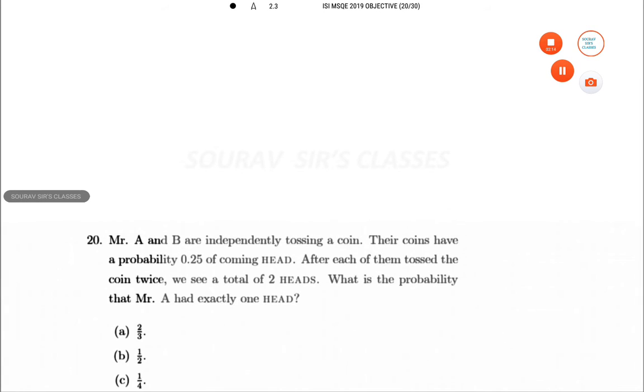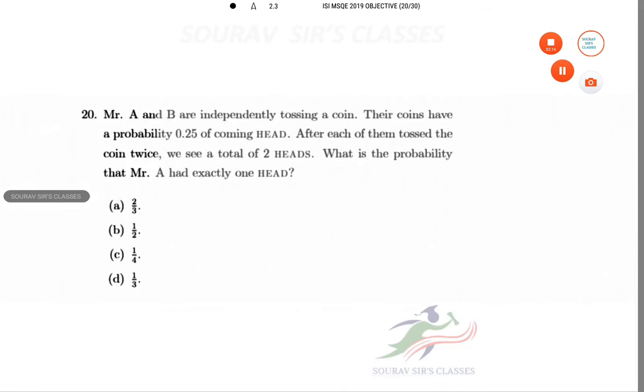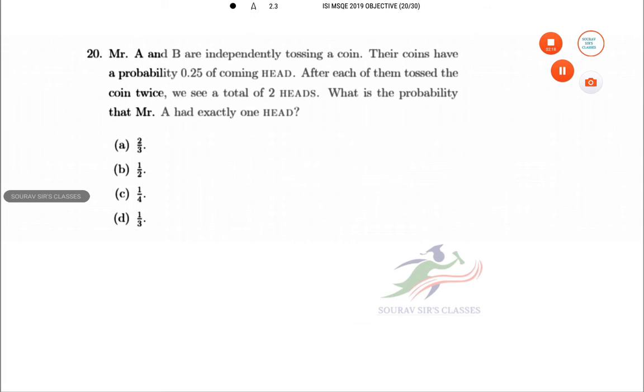So question 20, again a probability based question. A and B are independently tossing a coin. Their coins have a probability of 0.25 of coming up head. After each of them tossed the coin twice, we see a total of 2 heads. What is the probability that Mr. A had exactly 1 head?